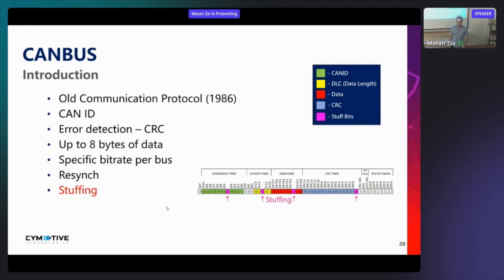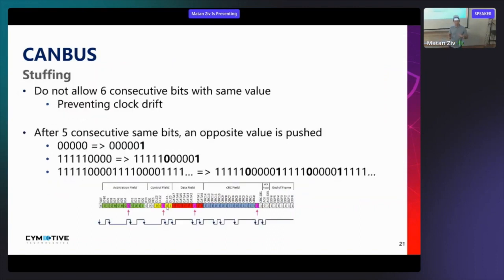And the last element regarding specifically CAN bus is the stuffing. In order to make sure that there is not too much time between different edges that are used for this resynchronization, there cannot be 6 consecutive bits with the same value. Whenever that happens, another bit of the opposite value will be pushed into the bus. This bit is called a stuffing bit. So for example, if 5 consecutive zeros are being sent, then 1 bit is being pushed afterwards. If 5 ones and 4 zeros are being sent, 1 zero is being stuffed, but now we have another sequence of 5 zeros. So another 1 is being stuffed.